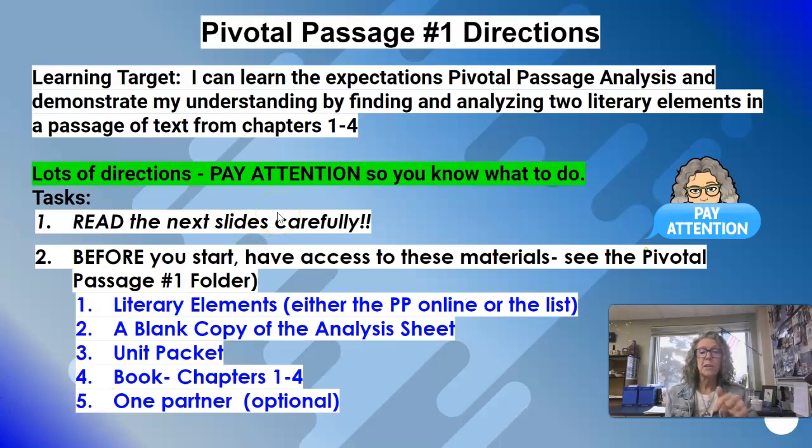And before you start, make sure you have these things available to you. There are 2 different ways to access the literary elements. There is a PowerPoint online, and there is a list of those literary elements on paper that I will give you. You should have a blank copy of the analysis sheet. You have a version of it in your packet, but if you want me to give you feedback, you need to do the paper copy and give that to me by the deadline so I can give you feedback.